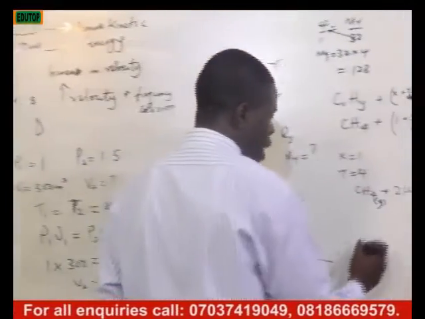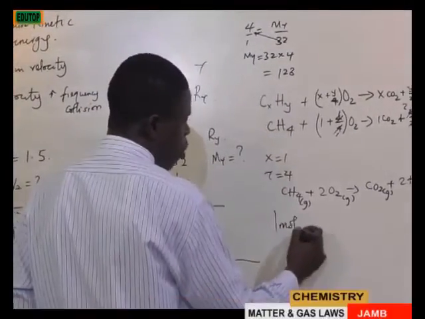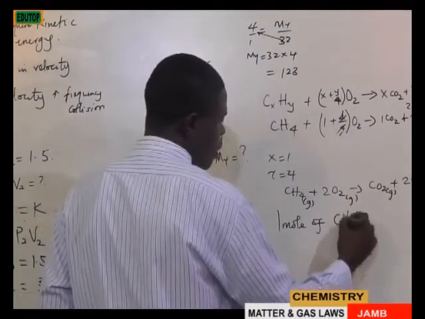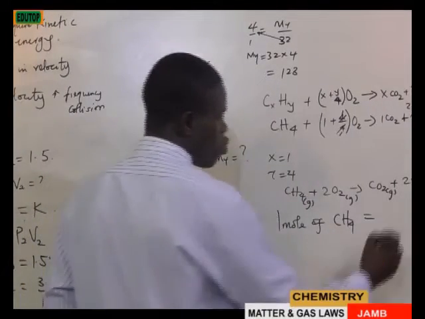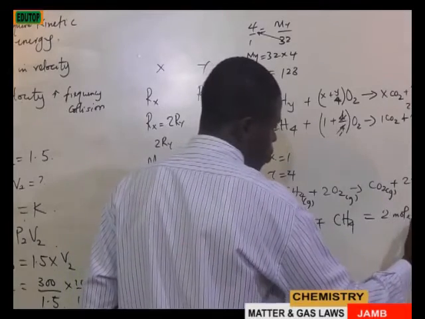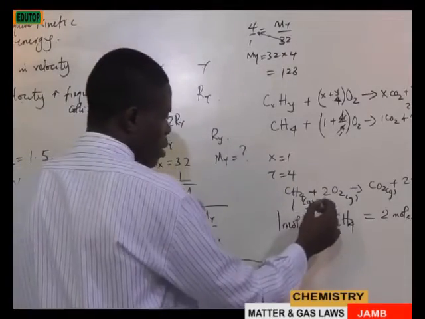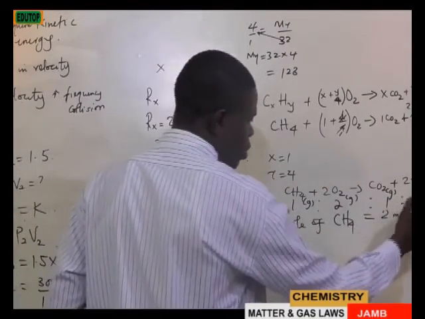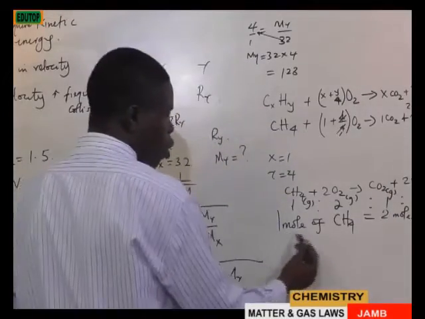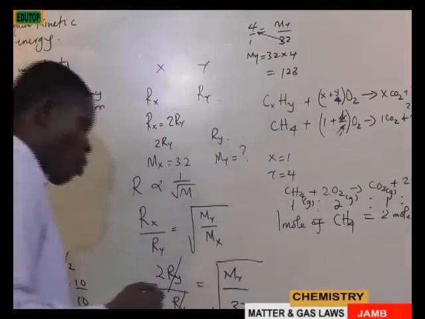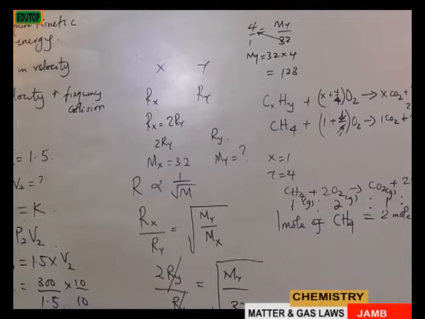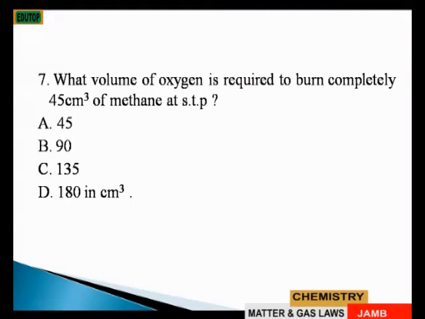Here we can deduce that 1 mole of methane, which is CH4, is equal to 2 moles of O2. Remember, look at this, it is 1 ratio 2, 1 ratio 2. So 1 to 2. So 1 mole of methane is equal to what? 2 moles of O2. Then the question asks what volume of oxygen is required to burn completely 45 cm³ of methane. So this one is very direct. What is the volume of methane there?